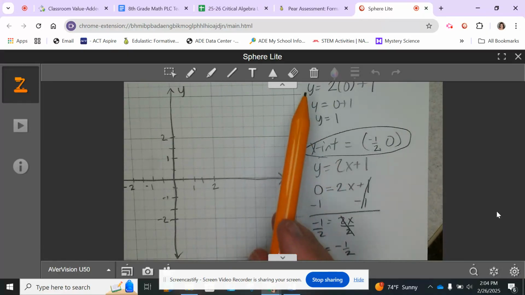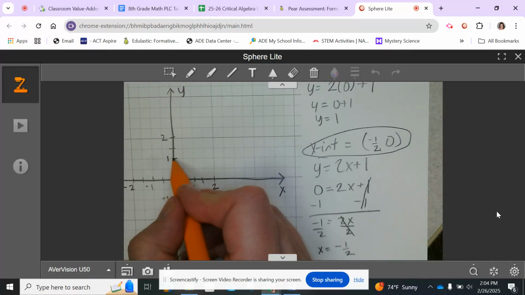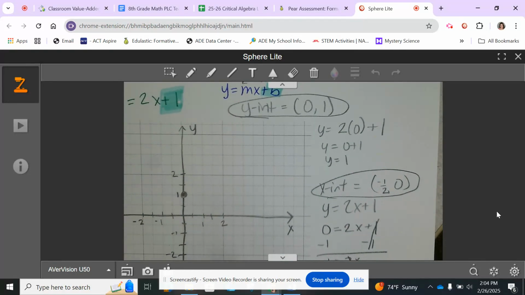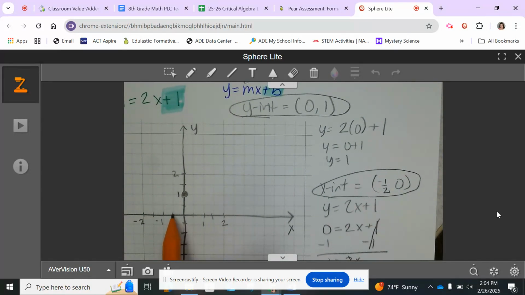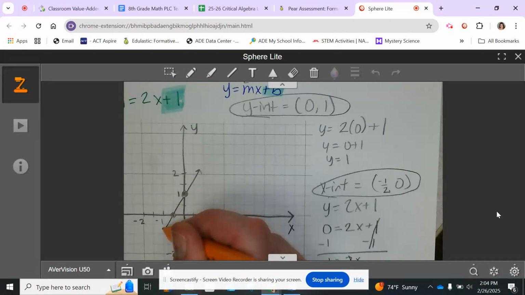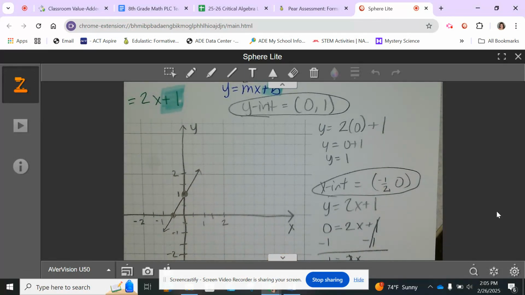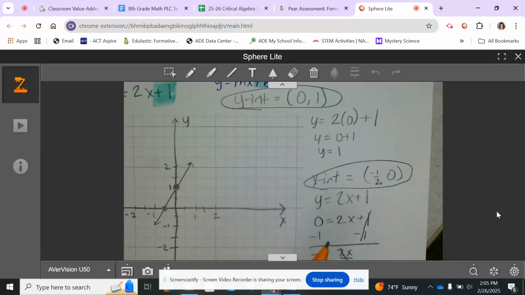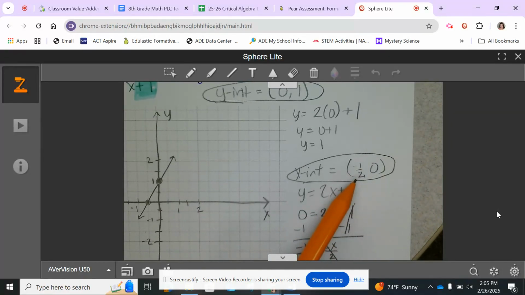Okay, so then really quick, 0, 1, remember that's the y-intercept. We knew that just by looking at y equals mx plus b. Our x-intercept is negative 1/2, 0, so we're just plotting points once you find those intercepts. And we could sketch the graph by connecting our 2 ordered pairs. So when given an equation, you're going to plug in 0 for x to find the y-intercept, 0 for y to find the x-intercept. Now you try one.